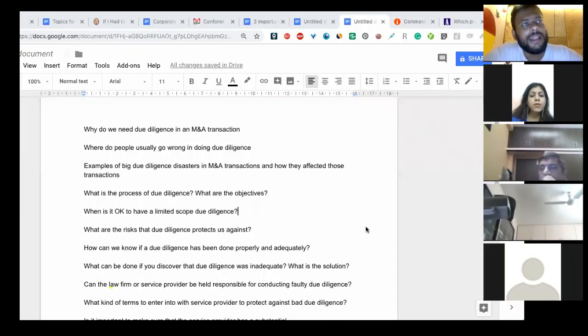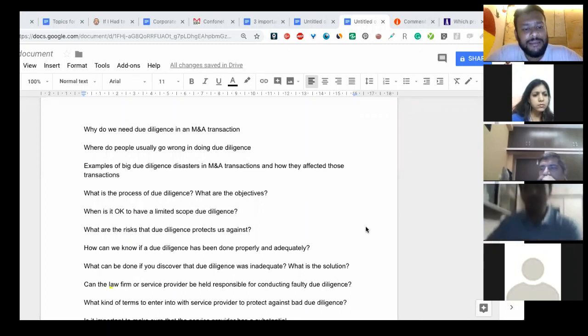Also, I remember that whenever law firms are doing a tax due diligence, they do not look beyond 7 years. Sometimes in corporate they restrict it to only 3 years. They do not look beyond 3 years. So that is a limited scope due diligence. That can also happen.